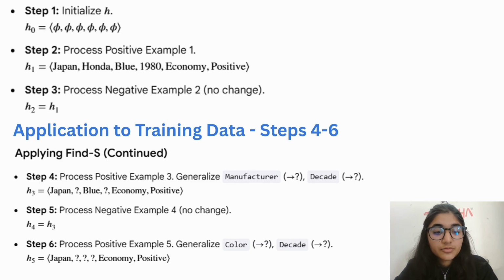Then we will take example 4. Process negative example 4, so no changes will be made. So h4 equals h3. Then step 6, process positive example 5. So we will generalize. The color is different and the decade is different. So in place of color and decade, we will put a question mark. So the matching points are Japan, economy, and positive.